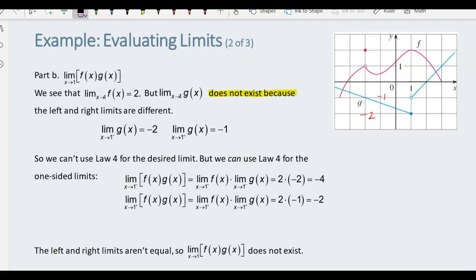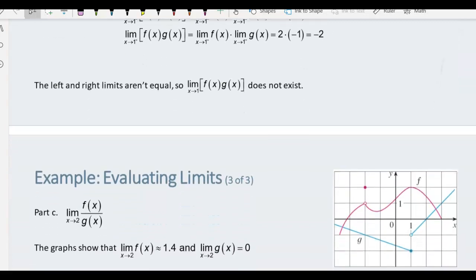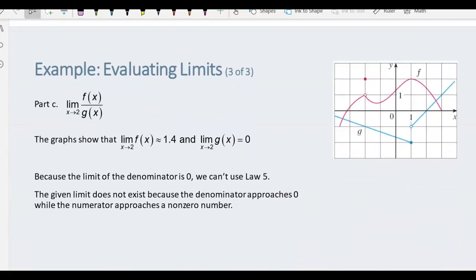So in this case, the limit does not exist. What I mean is this limit cannot exist because g, that one doesn't exist. So we can't combine those two together. Here is an example of a quotient.